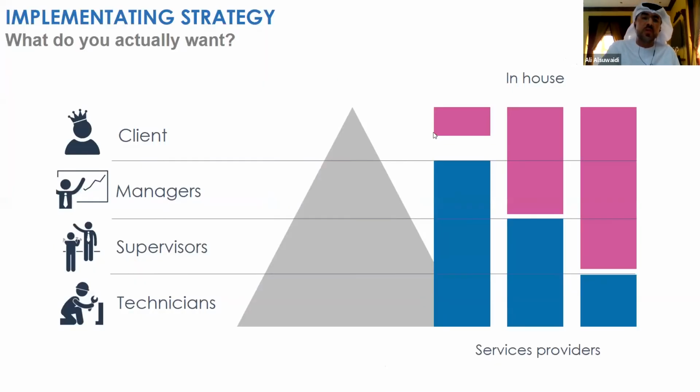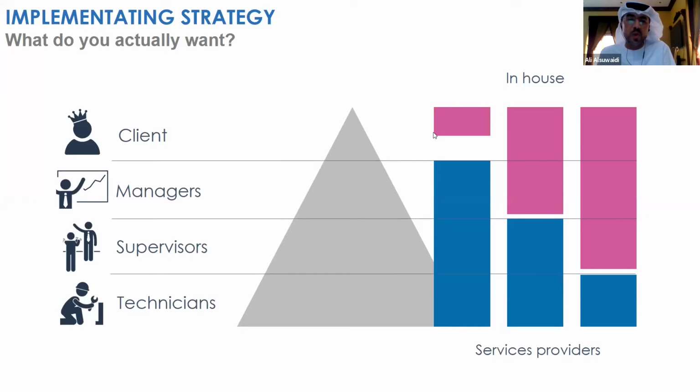Now, implementing the strategy. This is where all the discussion is around what I want to do. The client sitting at the top, you need to engage the client when you operate his facility in the strategic level decisions. You need to make sure he understands what are the challenges of managing his building, and what is the behavior of the users of the building.